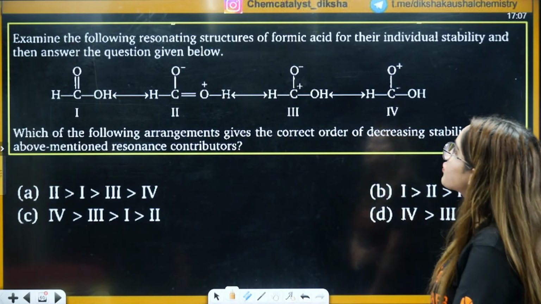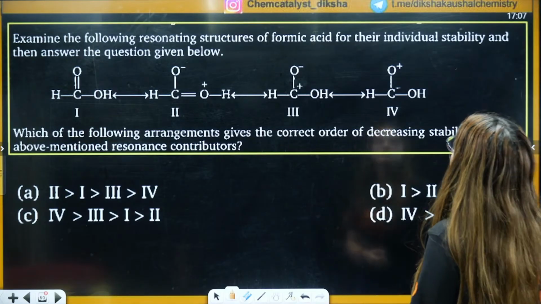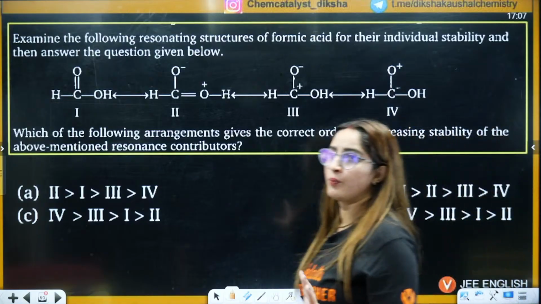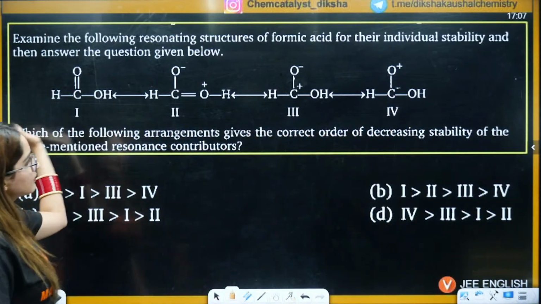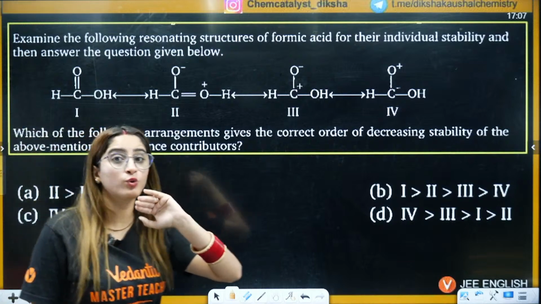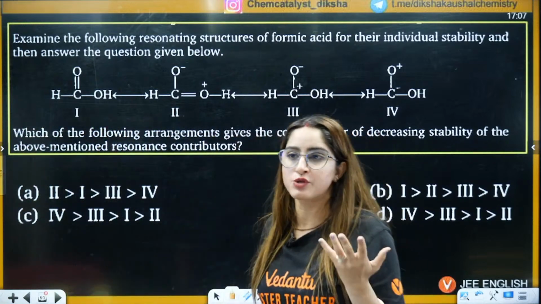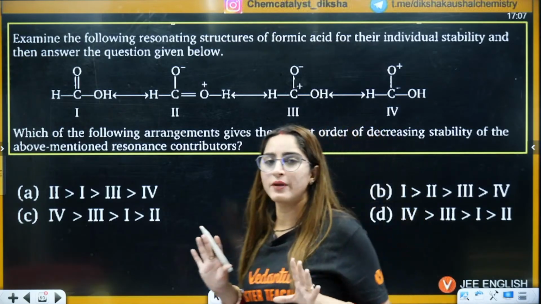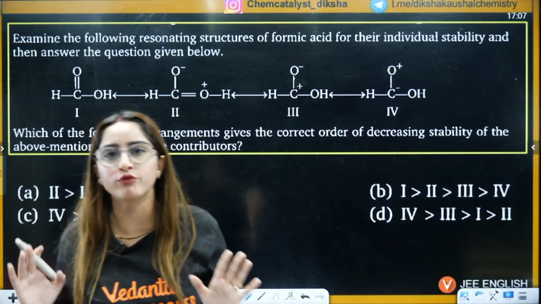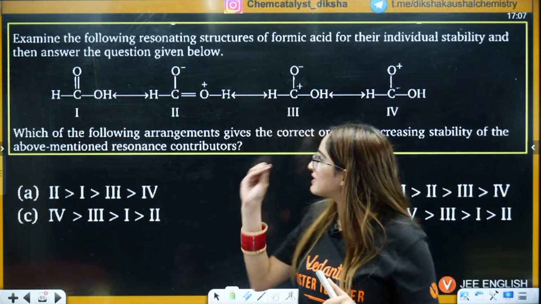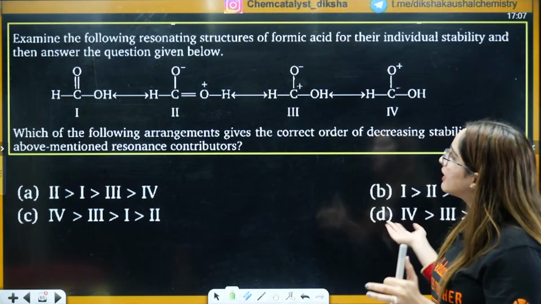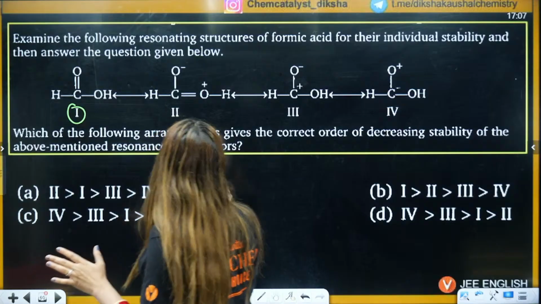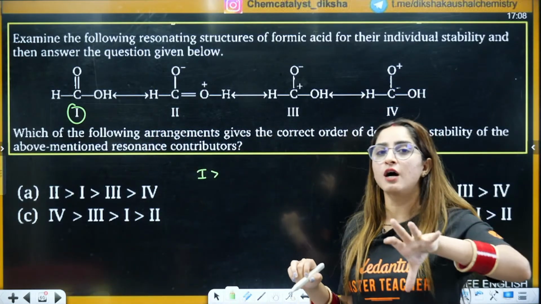examine the following resonating structures of formic acid for their individual stability and then answer the question given below. Here you need to know how to tell the stability of resonating structures. You have to see point by point. First point is, I'll see whether there is any neutral species here. Yes, neutral species only the first one. So first will be maximum.